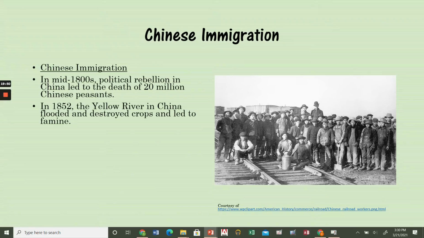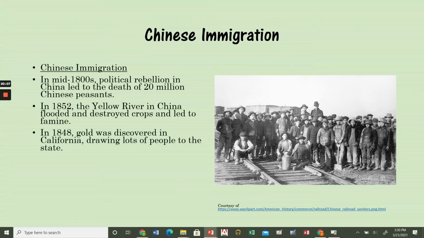Then around that same time period, 1852 to be exact, the Yellow River in China flooded and destroyed crops that also led to famine. So again, now you have 20 million people dying in revolution. Now you have a famine that's going to kill people. And yet, what was happening in America? Well, lo and behold, California, which again, geography is very important here. California is on the far west coast.